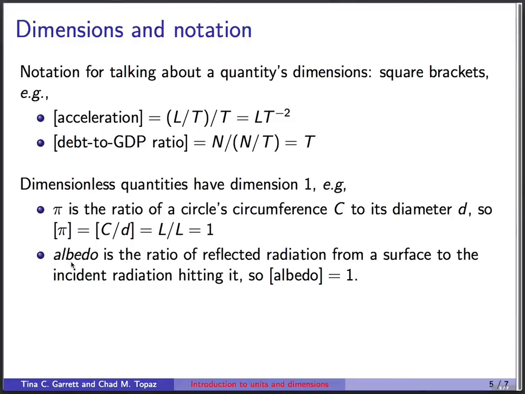As a second example, albedo is the ratio of reflected radiation from a surface to the incident radiation hitting it, right? So it's a ratio of radiation to radiation. We haven't even said what the dimensions of radiation or radiation energy are, but it doesn't matter. We're taking the ratio of two things that have the same dimensions, so it has to be a dimensionless quantity. The dimensions of albedo are unity, dimensionless.